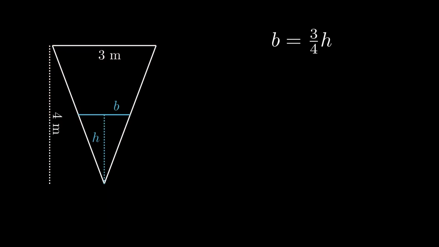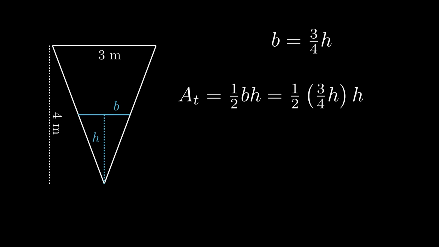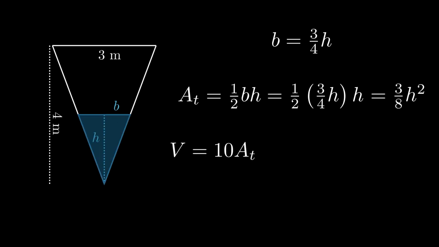So this right here is what we're going to plug in for B, and we're going to end up with an equation that only has H in it. So this area formula here is going to be 1/2 times 3/4 H times H, and this will produce 3/8 H squared. And that's the area of the blue triangle here at any height H. This tells us that the volume is going to be 10 times 3/8 H squared. Or we can cancel a 2 here with that, so we get a 5 now and a 4 there. This will be 15/4 H squared. That's the volume of the trough at any height H.